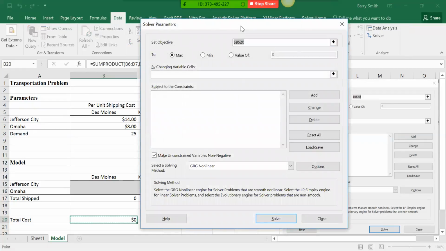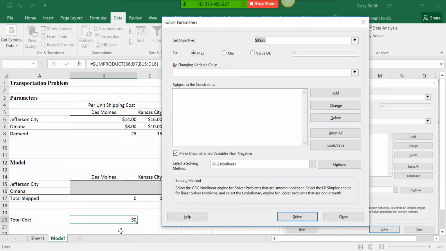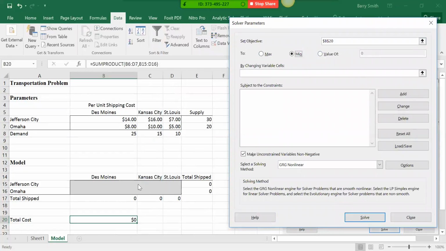And so our objective is this. I don't know why that stayed there, but it stayed there. Now we want to minimize the cost, because that's what we're supposed to do. And we're going to change the cells in this area here. That's what we're changing, the variables. So we're changing those, and we're going to try to minimize that cost.